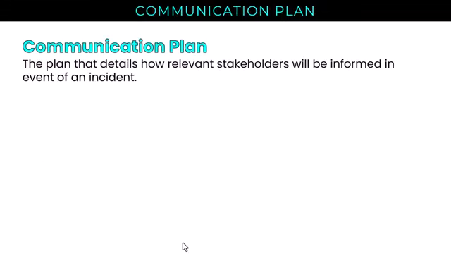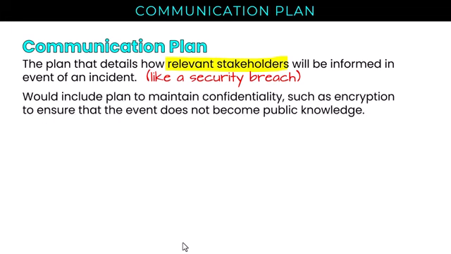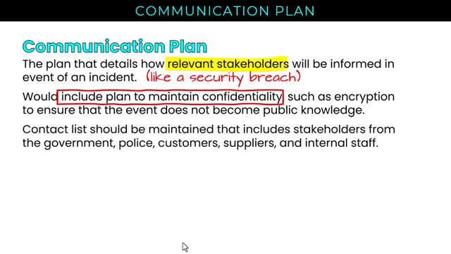So let's talk about the communication plan, the plan that details how relevant stakeholders will be informed in the event of an incident, like a security breach. It would include a plan to maintain confidentiality, such as encryption, to ensure that the event does not become public knowledge, at least before we're ready. The contact list should be maintained that includes stakeholders from government, police, customers, suppliers, and internal staff.